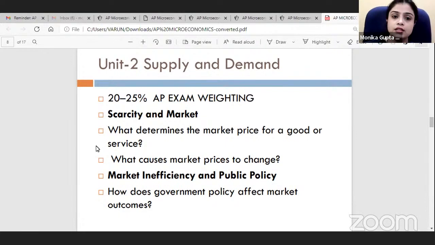Then the second category is all about market inefficiency and public policy. See, taxes and subsidies, government policy plays a very important role.